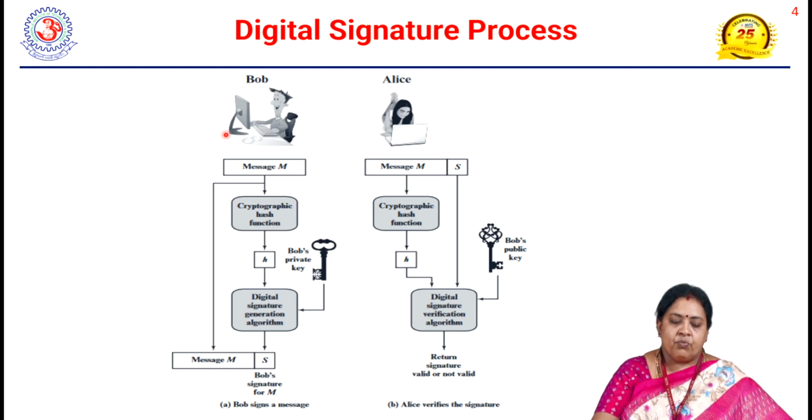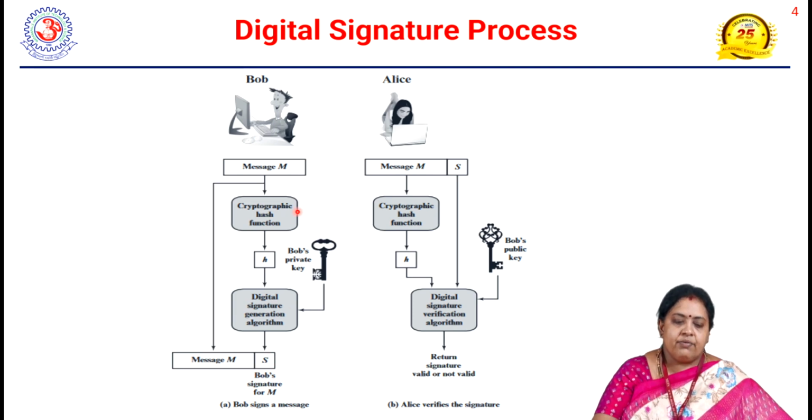So the message the sender wants to send, that he is going to sign, will be given to the cryptographic hash function. Generally we use SHA. That produces a hash code, and this hash code along with his private key is given as input to the digital signature generation algorithm, and it produces a signature.